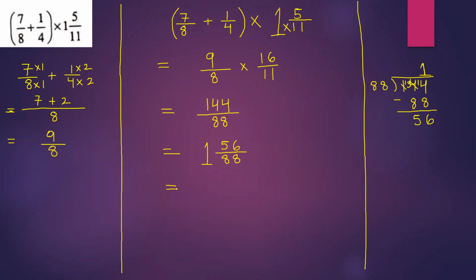Yes, we can. So divide the top by 8 and the bottom by 8 as well. It's going to be 1, and 56 divided by 8 is what? 7. And 88 divided by 8 is? 11. Good. So the answer is 1 and 7 over 11.